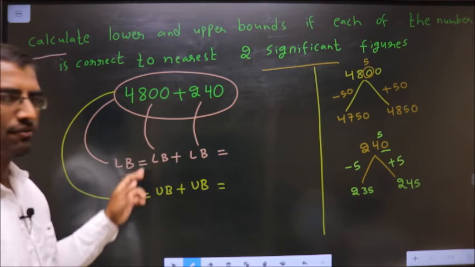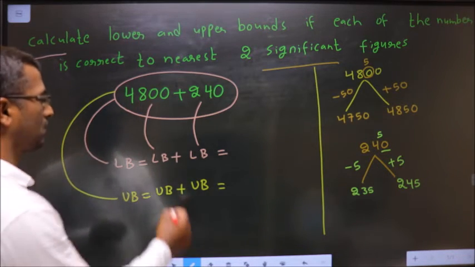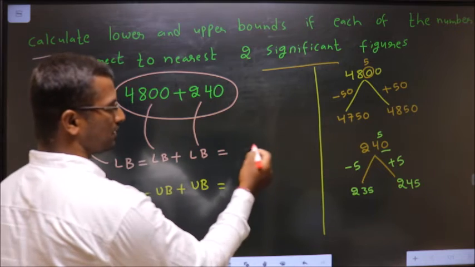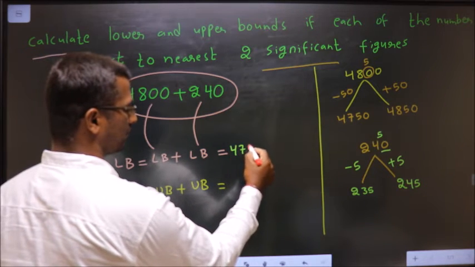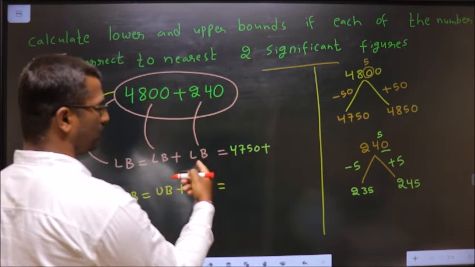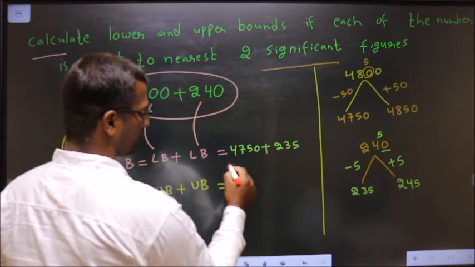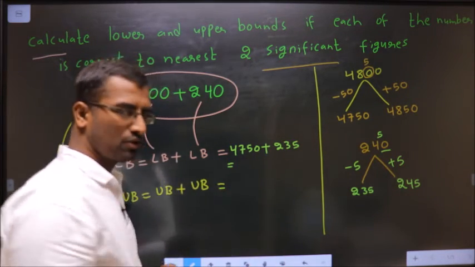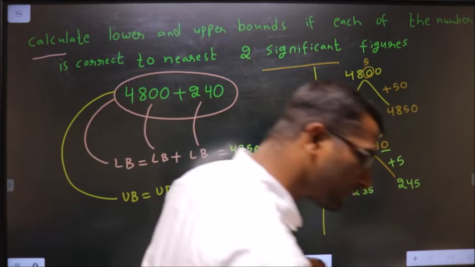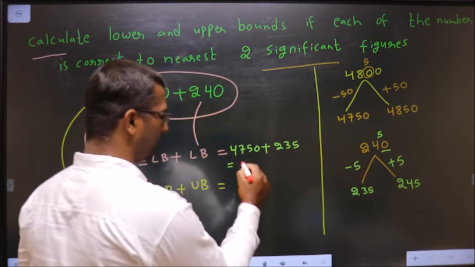Let us replace the values here. So the lower bound of 4800 is 4750 plus the lower bound of 240 is 235. Add these two. You get the answer to be 4985.